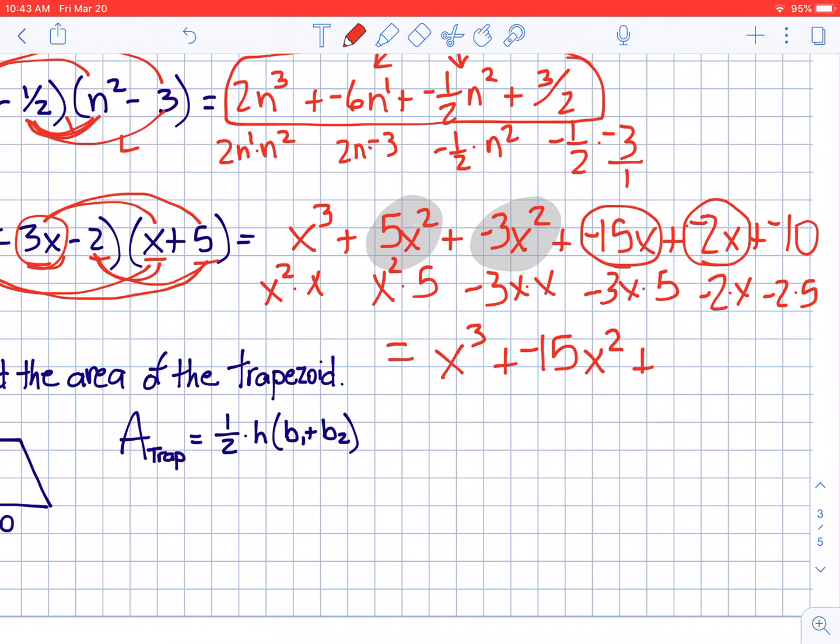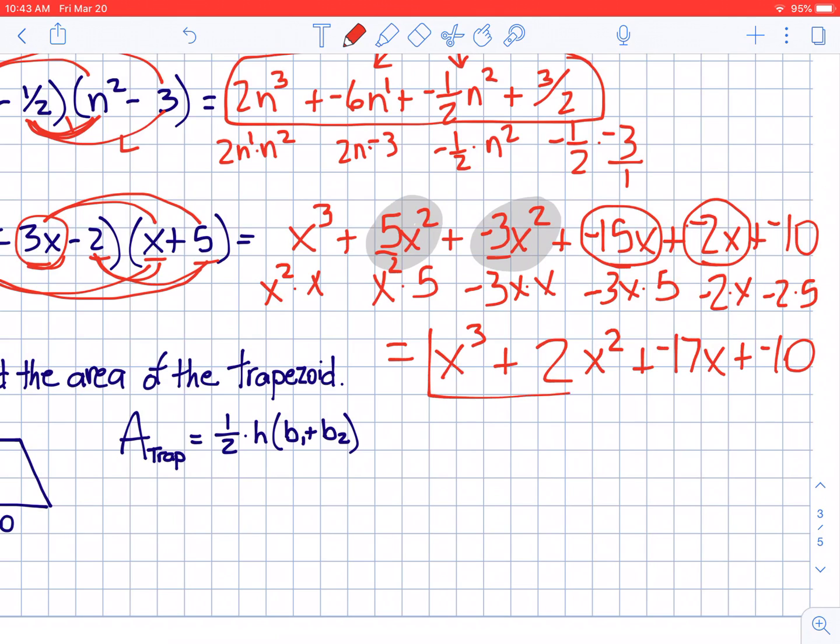Whoops, I made a mistake. Let me back the boat up. It isn't a negative 15, is it? I made the mistake of multiplying the 5 and the negative 3 because I wasn't thinking. 5 plus negative 3 is 2x squared. Plus, all right, keep going here, negative 15 plus negative 2 is negative 17x plus negative 10.